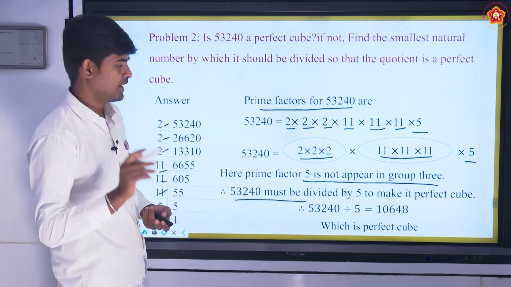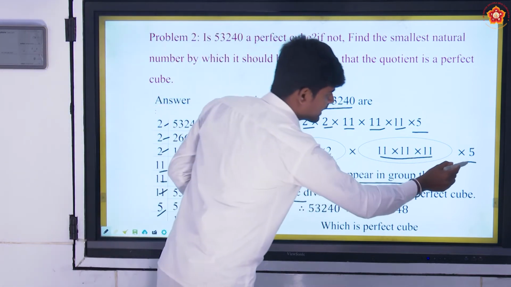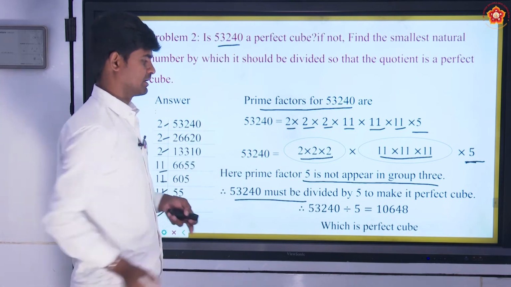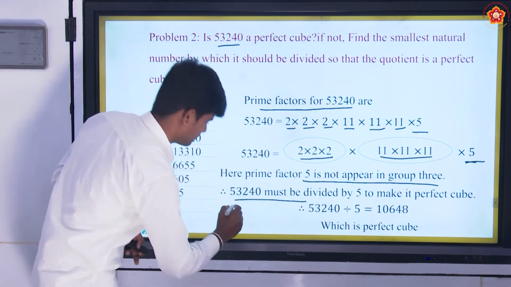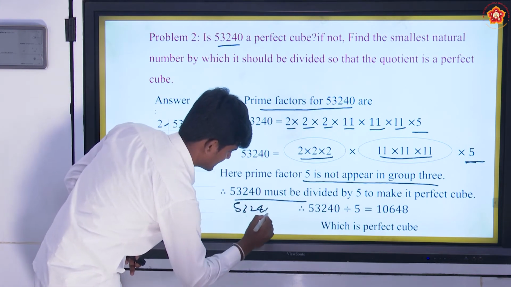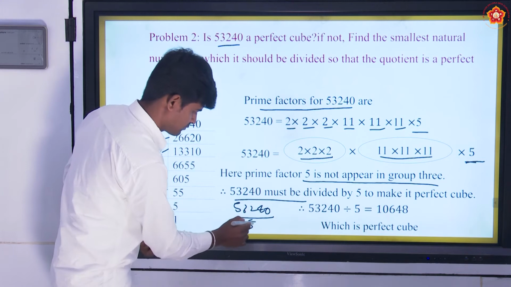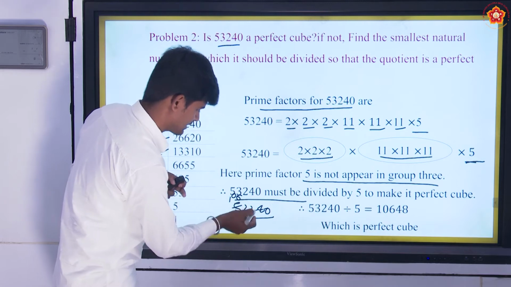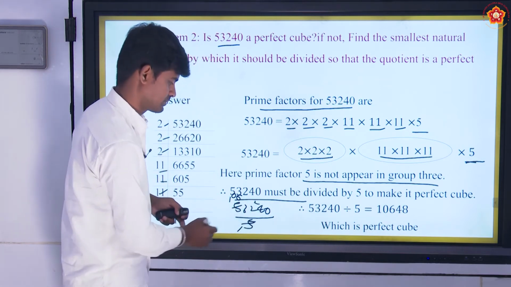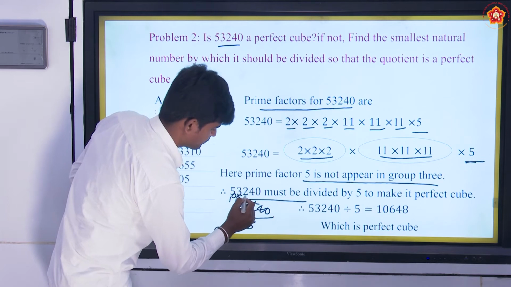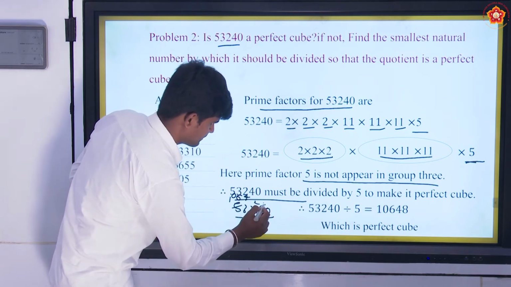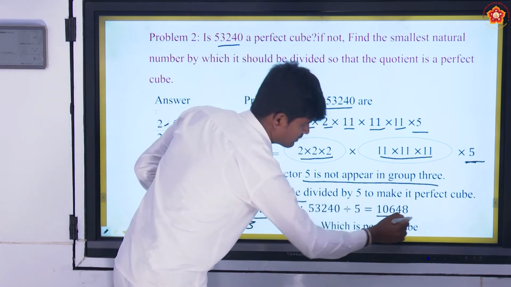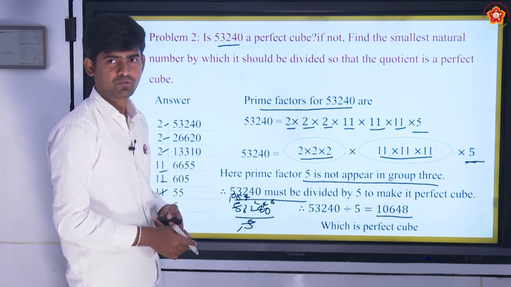So the question is: 53240 must be divided by 5, because 5 has not appeared in a group of 3. So the number is divided by 5. 53240 divided by 5: 5 1s are 5, 0; 5 6s are 30; 24; 5 8s are 40, it becomes 8. So we get 10648, which is a perfect cube.